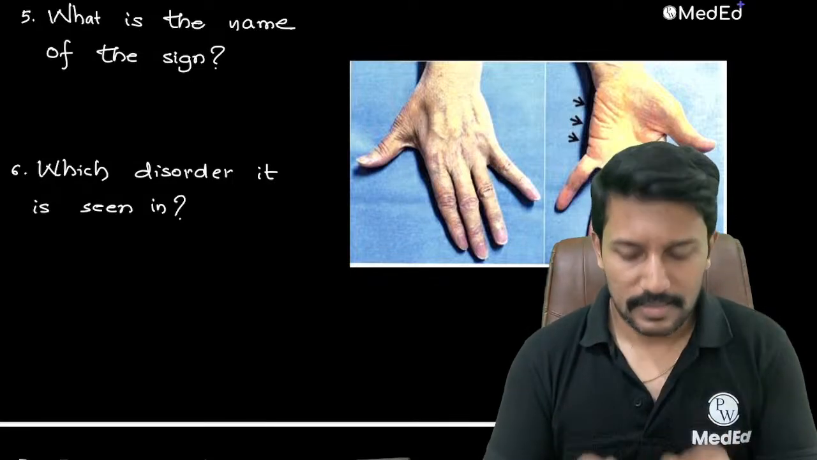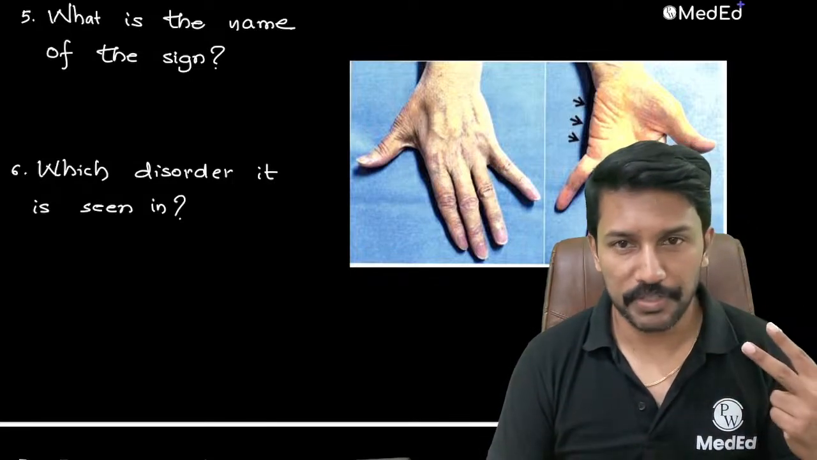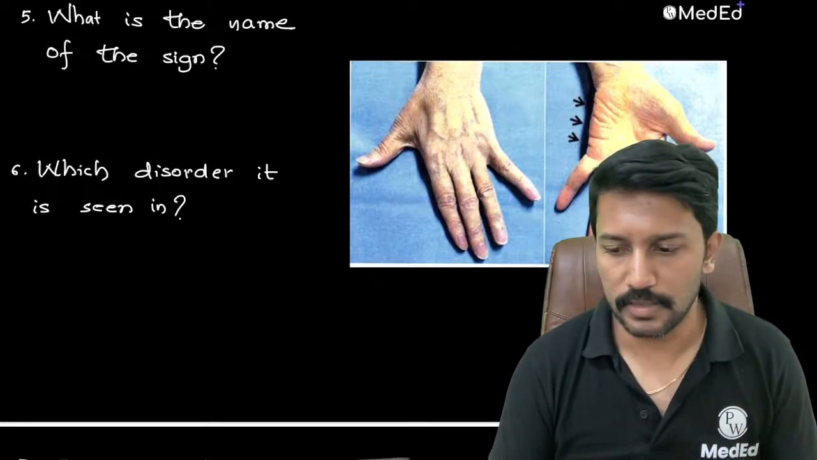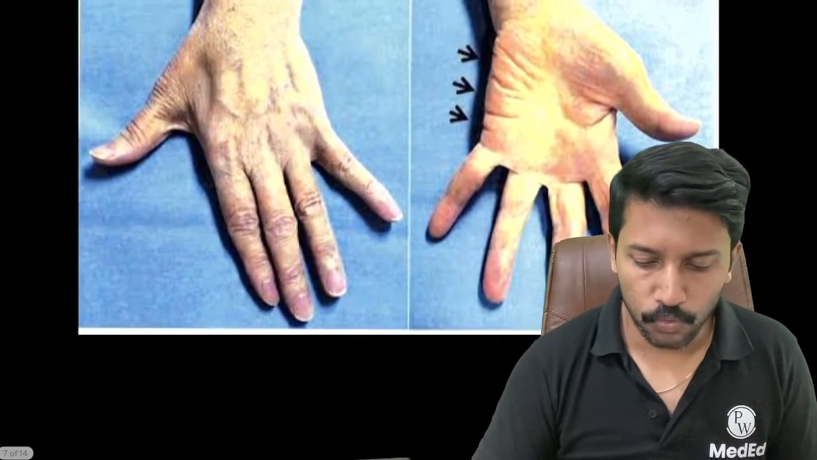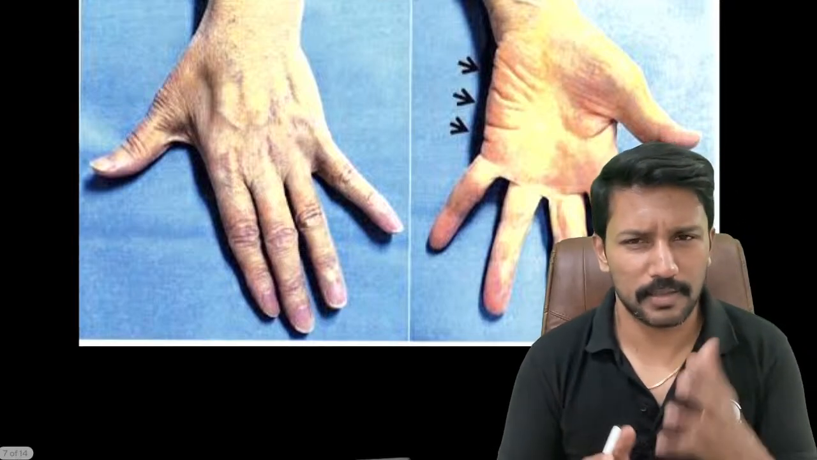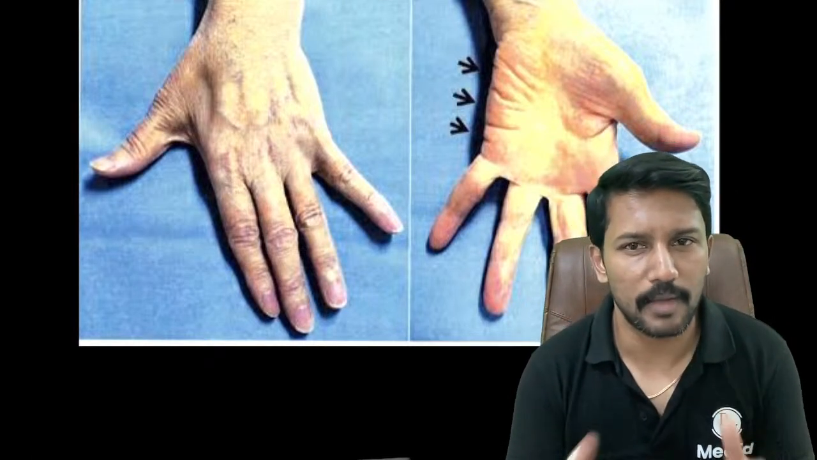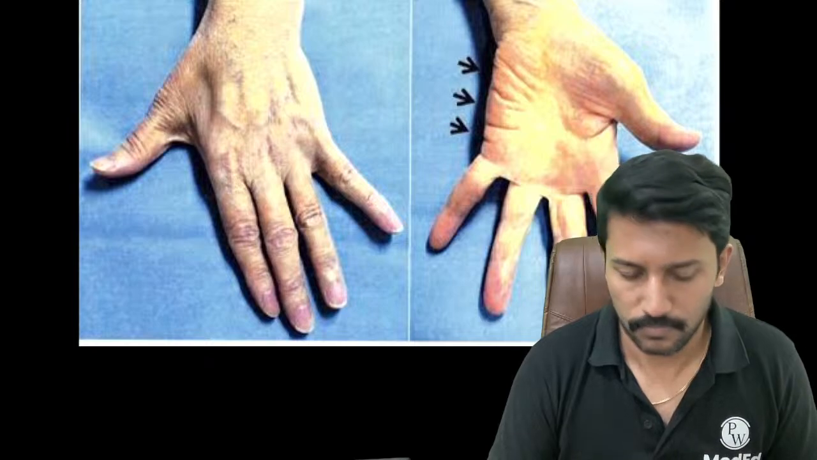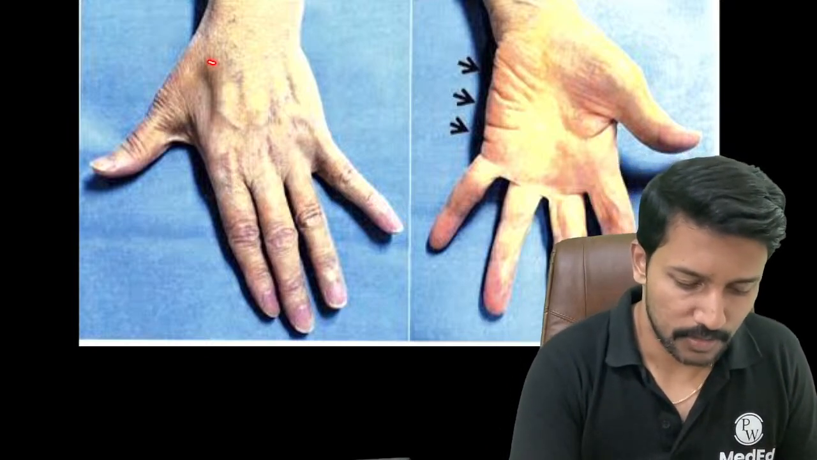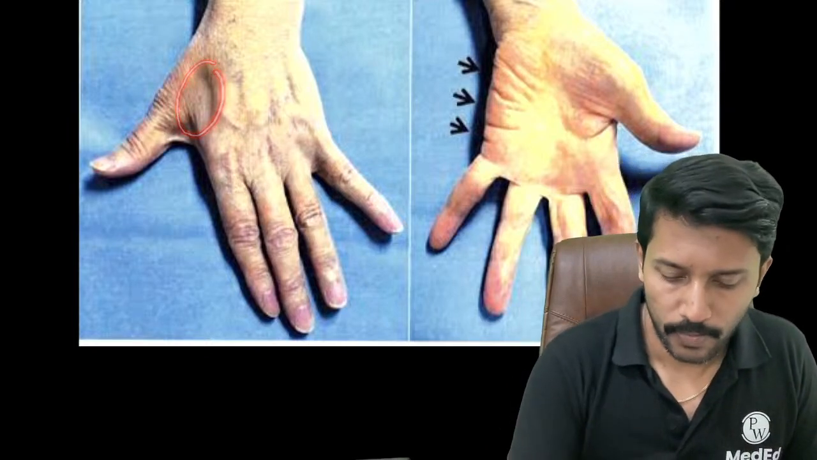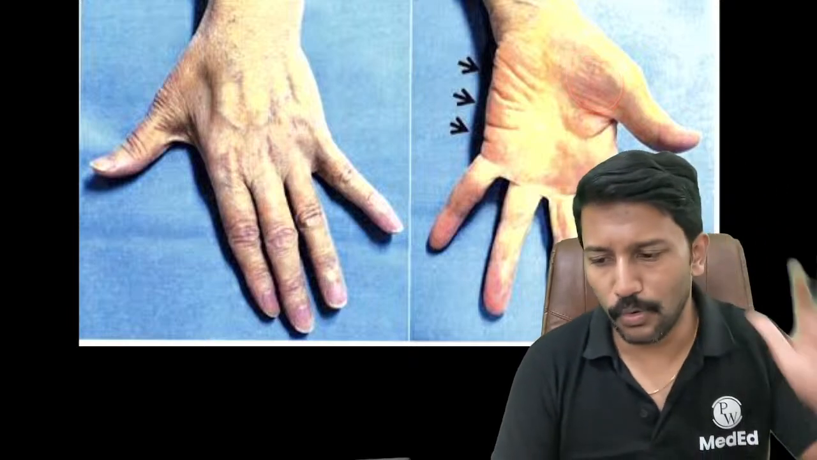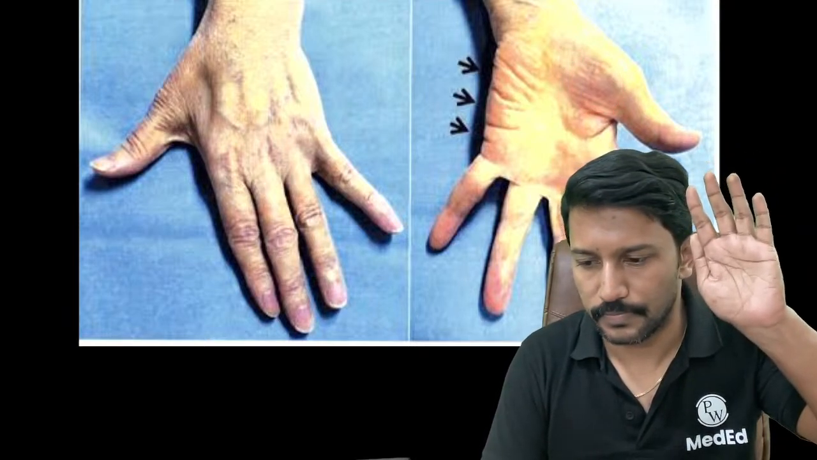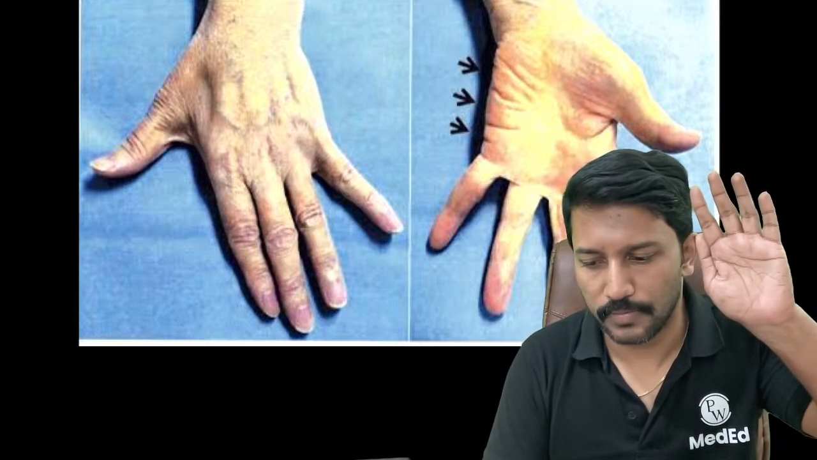So here there is a sign given in the image. Two questions are being asked on this. What is the name of the sign and in which disorder is it seen? I will give you clues if you are not able to identify, but pay attention to the image and see what is happening here. Let me draw your attention, right? Look here and look here and look at my hands, right? What is happening here?